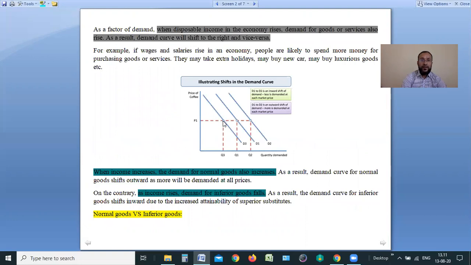So the conclusion is, when disposable income in the economy rises, demand for goods and services also rises. As a result, the demand curve will shift to the right, and vice versa. For example, if wages and salary rise in the economy, people are likely to spend more money on purchasing goods and services. They may take extra holidays, buy a new car, buy luxurious goods, etc.